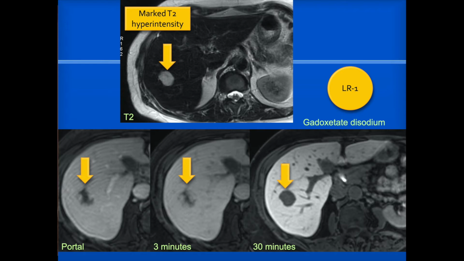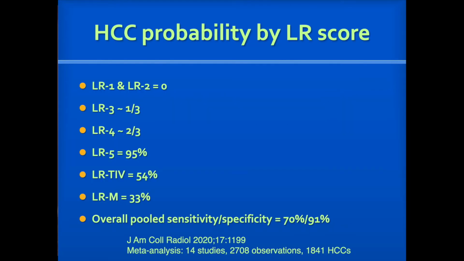And so now I've shown you a LI-RADS 5 mass and a LI-RADS 1 mass. So these are opposite spectrums of our LI-RADS scale, LR1 being certainly benign and LR5 being almost certainly HCC. The other categories, LR2, LR3, LR4, fall in between these two in terms of probability of HCC. LI-RADS 1 carries virtually a 0 probability of HCC. LI-RADS 2 also virtually 0.